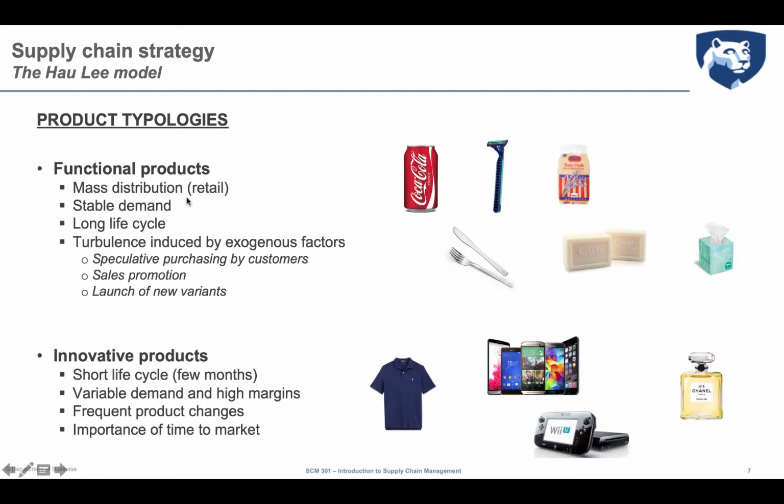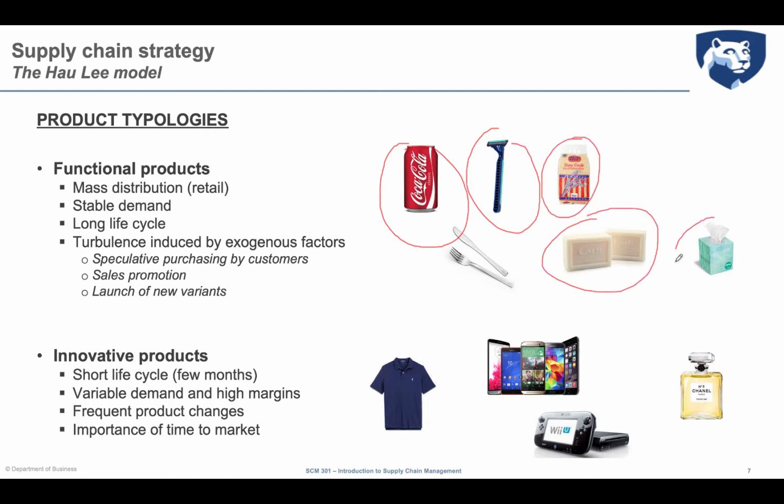So these are functional products: Coke, razor, rice, soap, Kleenex, silverware, paper or whatever. Look at these characteristics. Everything that is mass distribution has a long life cycle, and the demand is quite stable and predictable.